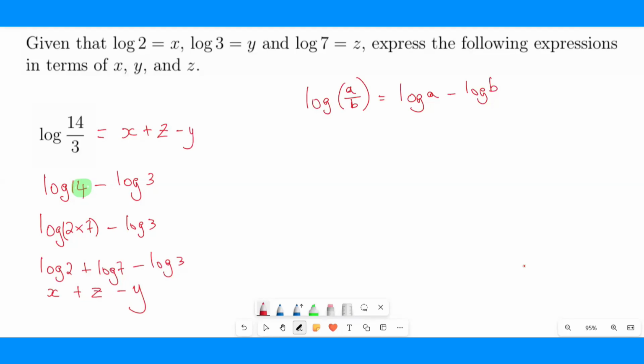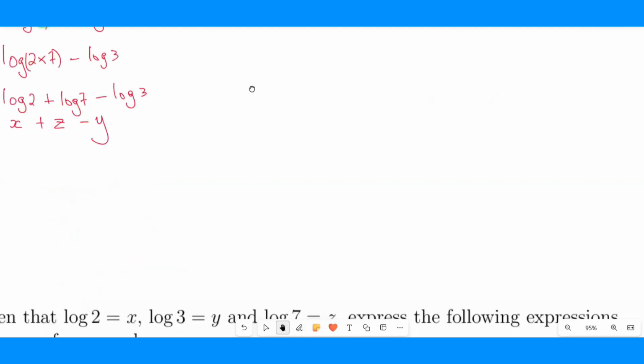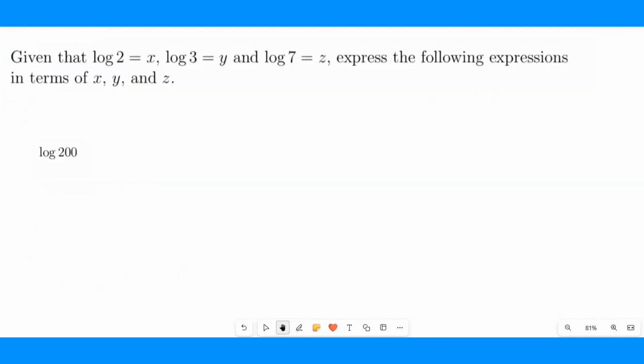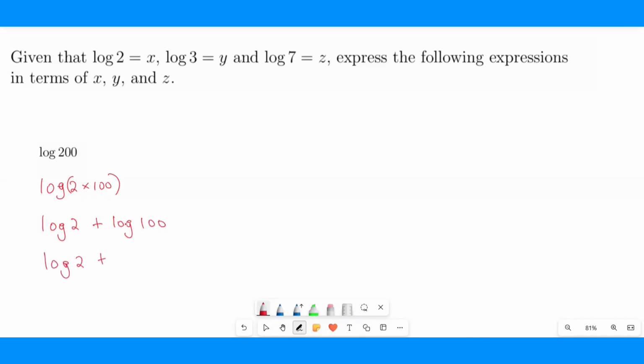All right, let's go to the third and final question. Let's see what this one is. All right, so in this case, we're looking at the log of 200, okay? So what we're gonna do is to split up. How could we represent this 200? So the log of 200 can be represented as log 2 times 100, right? So this is gonna be log 2 plus log 100. So our log 2 is okay, but we don't have a log for 100 up here. So what we're going to do is to work on this.